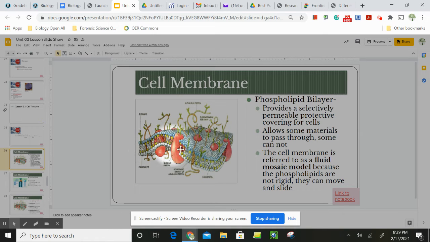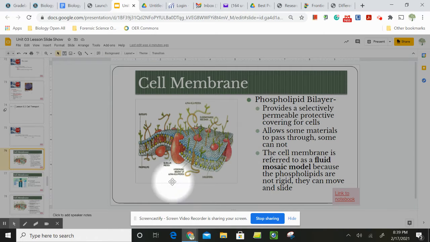If we look at this cell membrane here, you see it's composed of a phospholipid bilayer, which means two layers of phospholipids. This would be the inside of the cell, and then this would be the outside of the cell, and this cell membrane encapsulates the entire thing, like the balloon part of the water balloon.